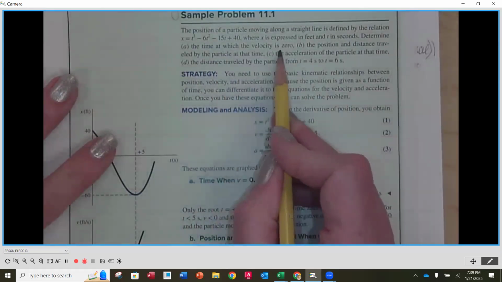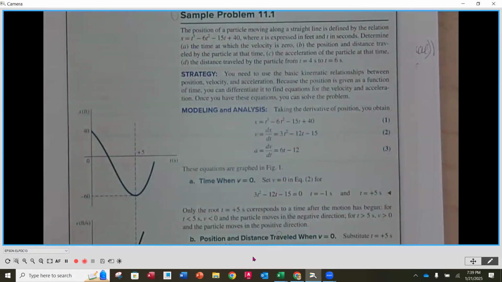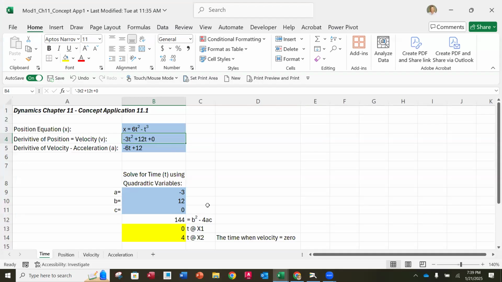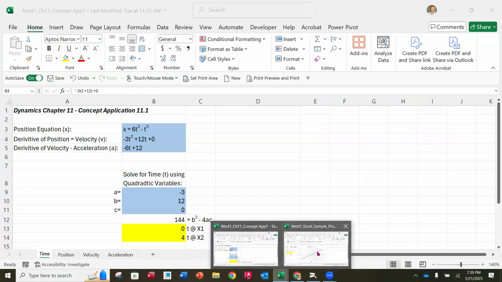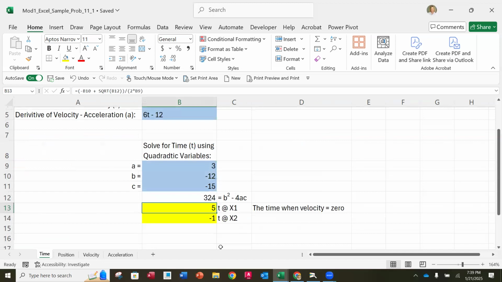So if we look here, it was asking us in part A, the time at which the velocity is 0. We would look at our Excel spreadsheet and, oops, I'm on the wrong one. Hold on. I'm sorry. This one here. If I go to my time tab, we had 2 times. We had a time of 5 and we had a time of -1. Well, we're starting at 0, so -1 is not going to be a value that we're going to worry about. So 5 is going to be the time when the velocity is 0.